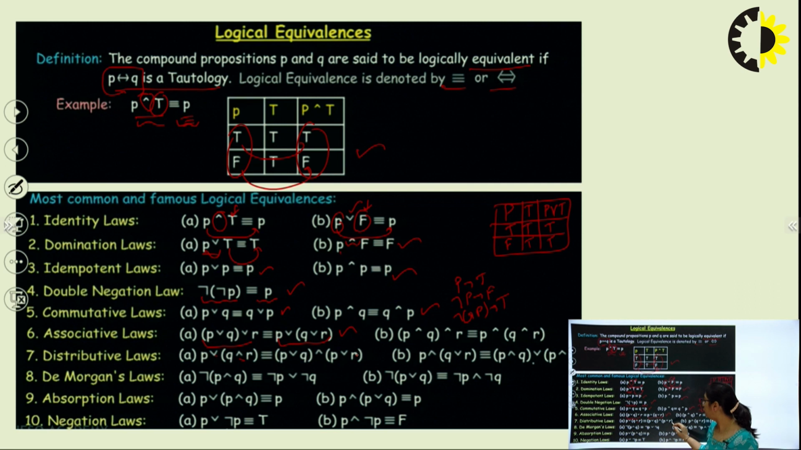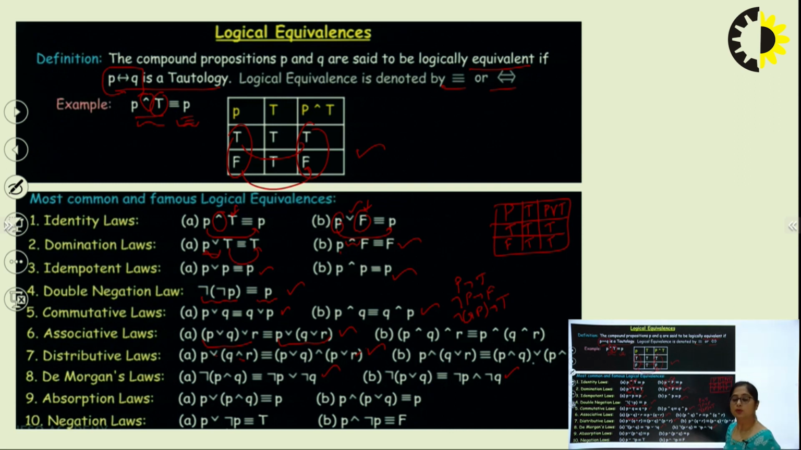Okay, so when you solve, these two statements are always equal. So next is De Morgan's law. De Morgan's law says that the negation of the whole thing, P conjunction Q, is logically equal to negation of P disjunction negation of Q. In a similar way you can solve this.